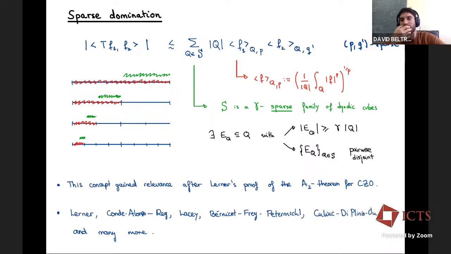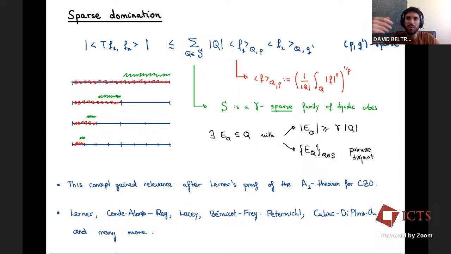So this concept has become very popular over the last decade or so. It gained relevance after Lerner's proof of the A2 theorem for Calderón-Zygmund operators, which was previously proved by Hytönen, but then Lerner reproved it by means of a sparse domination inequality. And there have been many authors contributing to the subject.